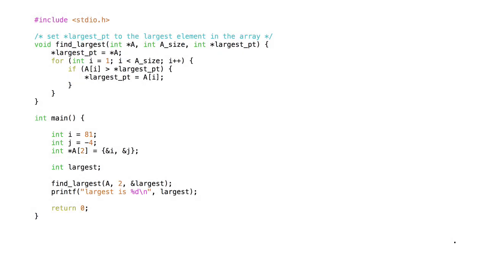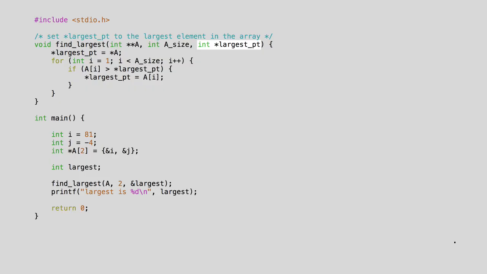Now our function should take an array of two integer pointers and set largest pt to point to the larger of the two integers that are pointed at by those two pointers. Does anything need to change here? The function still doesn't return anything, so a void return type remains correct. The function is still called findLargest. It still takes an array, but now the type of each element is int star, so a itself is int star star. Does this need to change?